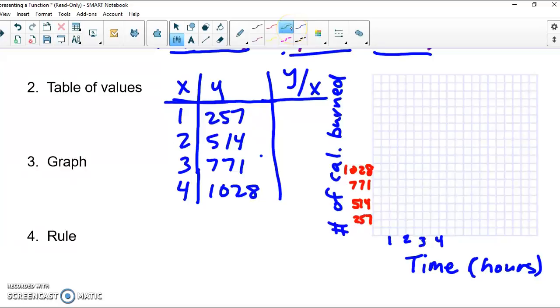So now if I'm going to graph these points, I'm going to start at the origin and I'm going to go right 1 and up 257. Then I'm going to go right 2 and up 514. Then I'm going to go right 3 and up 771. And then I'm going to go right 4 and up 1,028. And I know that I can't walk a negative amount of time and I can't burn a negative number of calories. So I'm going to start my graph at the origin and I'm going to extend this line through.